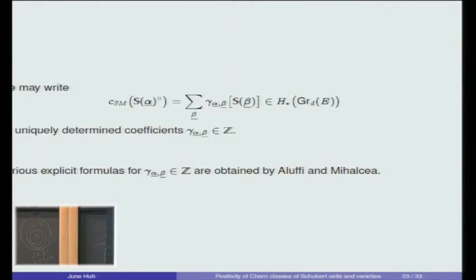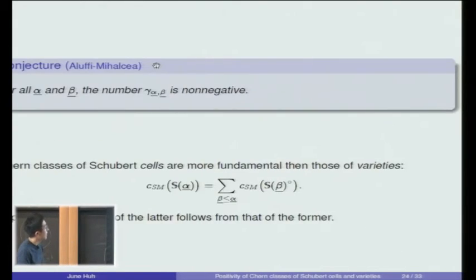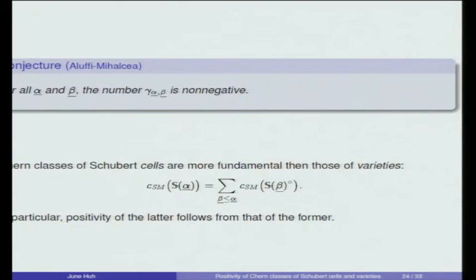And you see that you get well-defined integers, gamma, indexed by two partitions. One partition, alpha, gives you the Schubert variety, and the second partition, beta, which is smaller than alpha, gives you the coefficient of the Chern class of S_alpha in front of the class of S_beta. So these numbers, gamma_alpha_beta, are the numbers that you have seen. There's one for each pair of partitions. And the conjecture is that these numbers are non-negative.